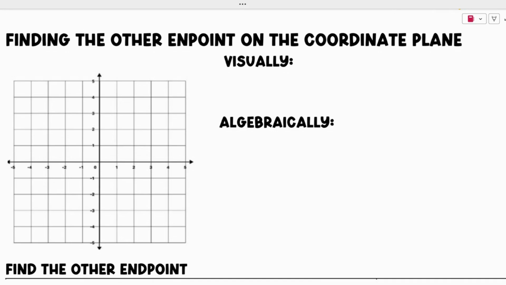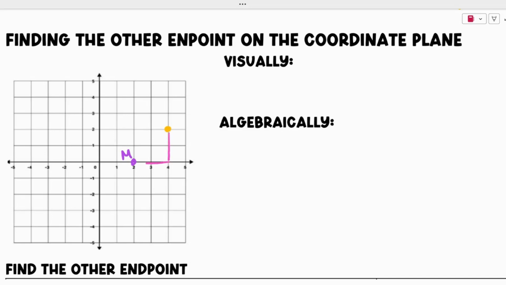I'm just going to make up some coordinates here. So let's say I have a point at 4, 2, and I know that this is my starting point. And let's say that I know that the midpoint of this segment is located at 2, 0. Again, I'm just making these points up for the purpose of this video. You can visually figure out what is going to be the other endpoint by using the slope.